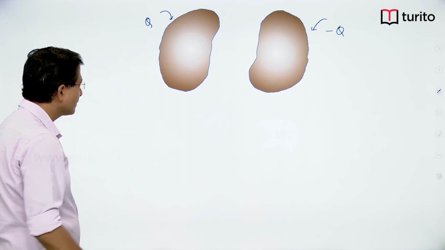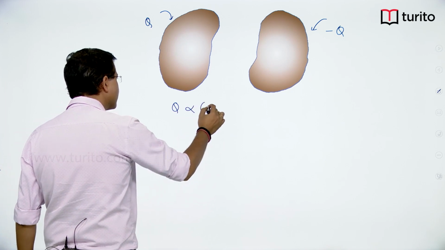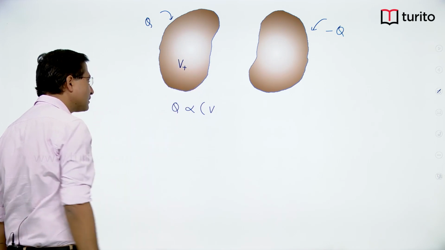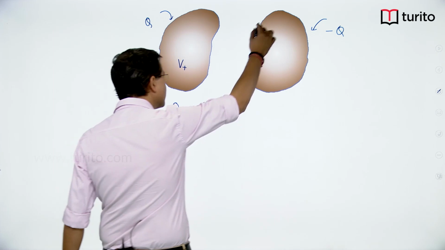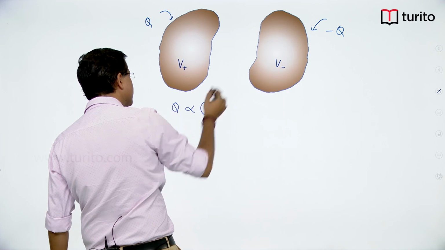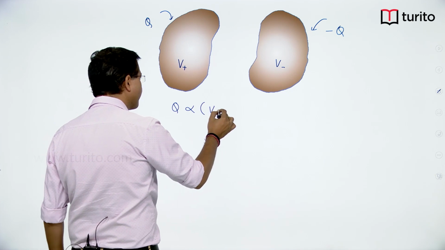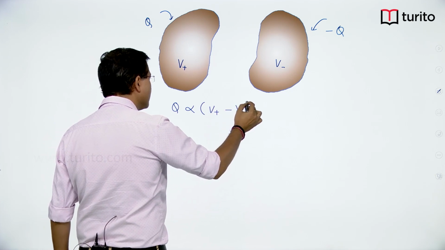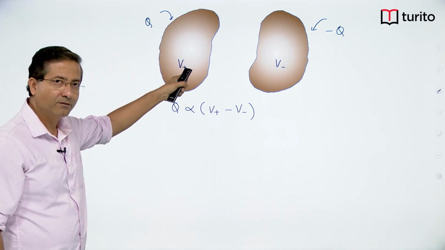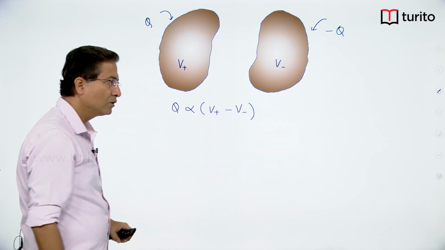So, in this case charge will be proportional to potential difference. As this is positively charged, the potential on this one will be something positive, and this is negatively charged, so the potential appearing on this whole conductor will be something negative. Here we are talking about the potential difference, which will be V plus minus V minus. So, the charge you give to this arrangement is proportional to the potential difference.